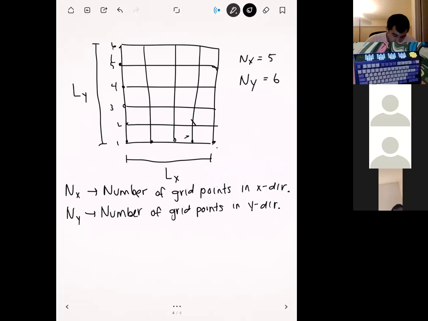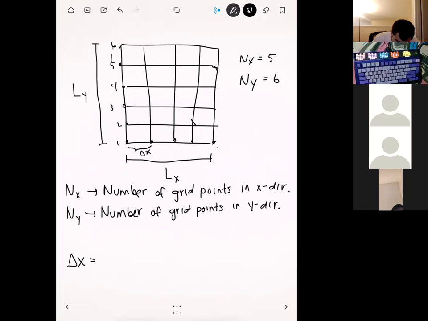The next parameters that we'll define is the grid spacing. Remember, in our 1D case, the grid spacing was basically just the physical distance in between each of our points. In this case, we're going to have two different grid spacings: a grid spacing in the x direction and a grid spacing in the y direction. In the x direction, that's going to be the distance between successive horizontal points. We'll call that delta x.